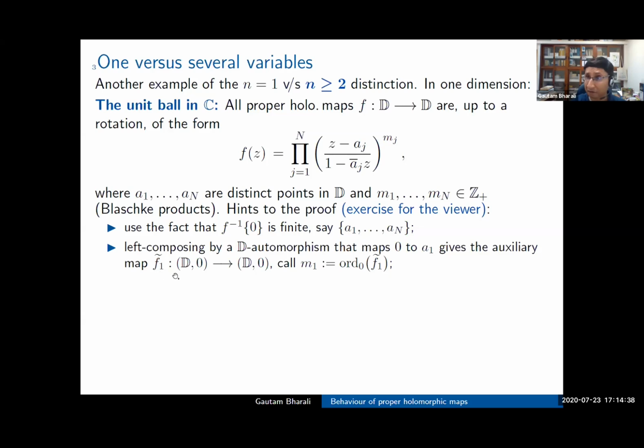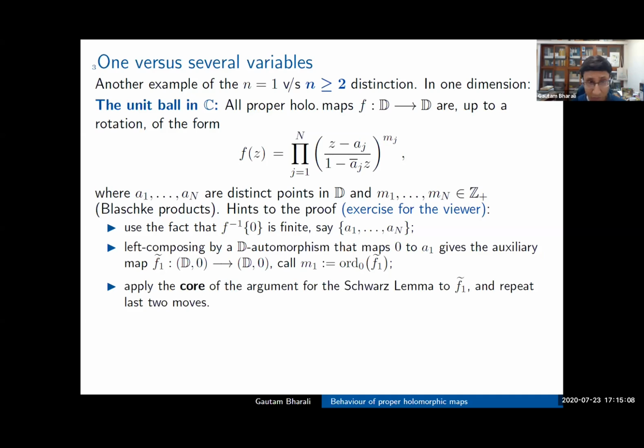I'm going to call it F tilde sub 1, which is still a proper self-map of the open unit disk, but now fixes the origin. Also call M1 the order of the 0 at the origin of F1 tilde. So I want to point out that this M1 over here is one of these M's up here. All right, so this is the first move in the proof.